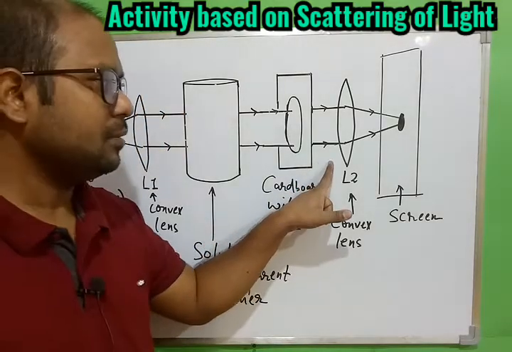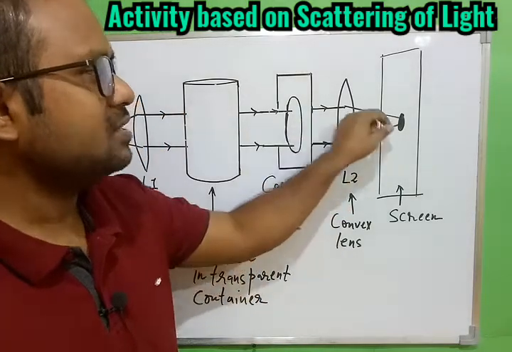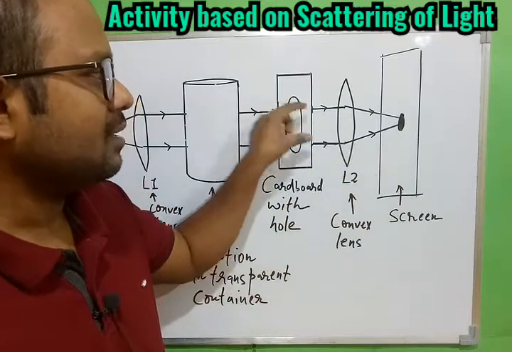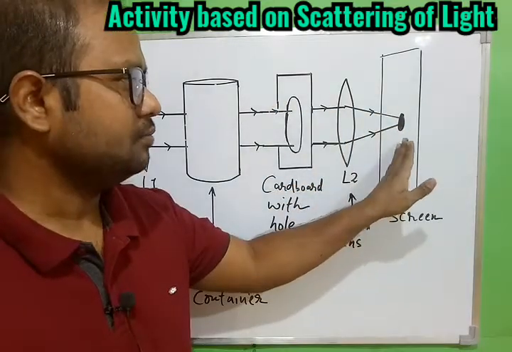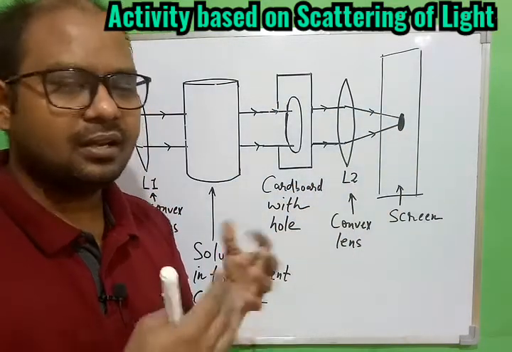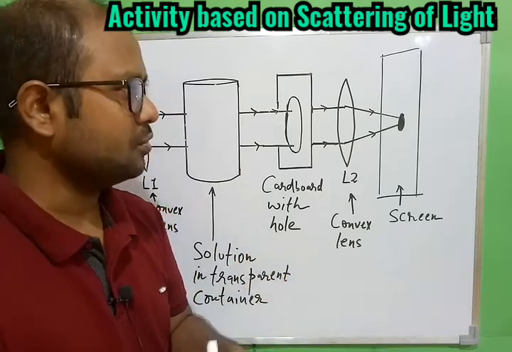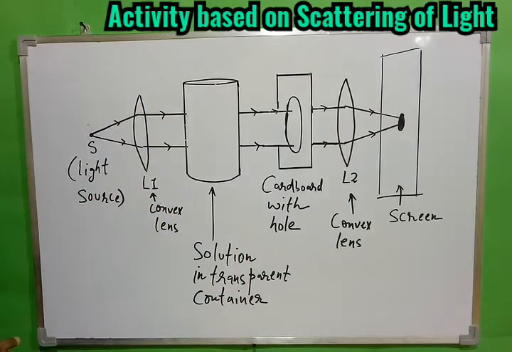Okay, and the purpose of this lens is to converge the rays of light on the screen, so that the parallel rays will be converged on the screen, and so that we can see some image or something that we are going to discuss. So that is all the setup we have to do.